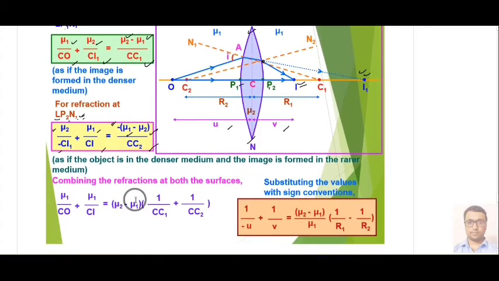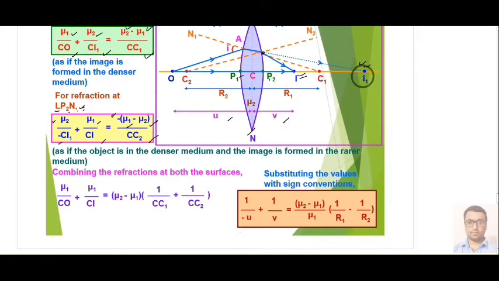Now this object will be considered placed in a denser medium, and rays will be considered coming from denser medium to rarer medium. So we can write mu1 upon CO plus mu1 upon CI equals (mu2 minus mu1) into (1 upon CC1 plus 1 upon CC2). Now we have to use these values as per sign.